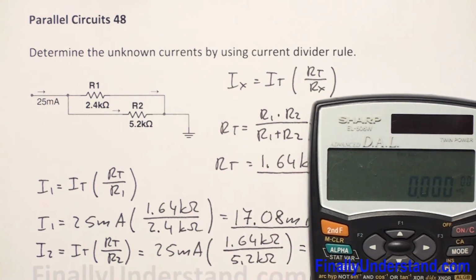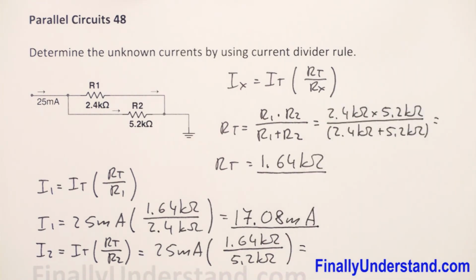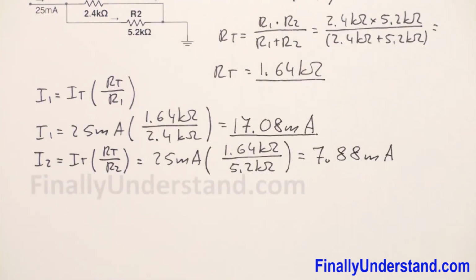Use the calculator. So I have 25 exponent 3 negative times 1.64 exponent 3 divided by 5.2 exponent 3 equals 7.88 milliamps. Okay, so let's check if our answers are correct.